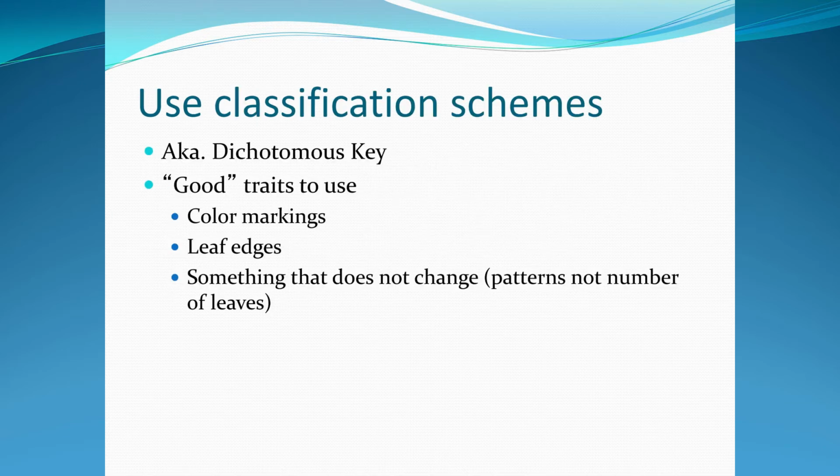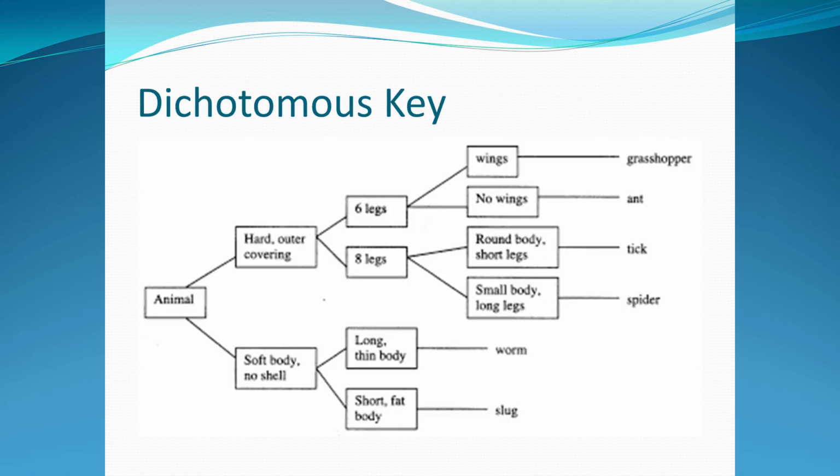So this is also called a dichotomous key that you've learned how to make. Good traits to use again, color markings on birds, edges of leaves, something that doesn't change. Patterns, maybe not the number of leaves. So here's one example of a dichotomous key, a branching key.